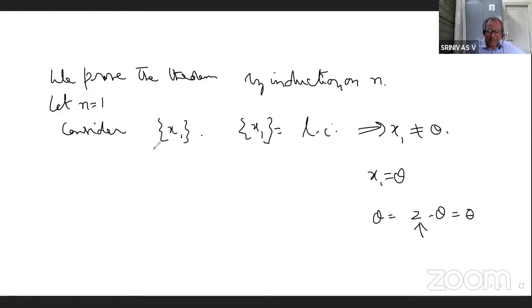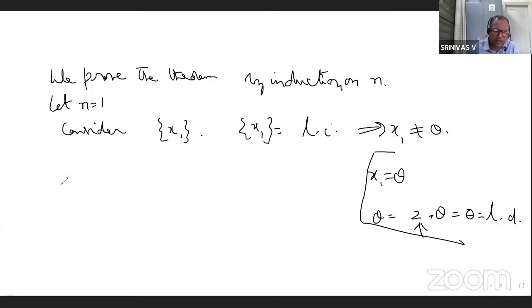But we assume that x1 is linearly independent. Therefore, your x1 cannot be a 0 vector. If your x1 is the 0 vector, by this argument the set turns out to be linearly dependent, but x1 has to be linearly independent. That's why you have this, because of this reason.